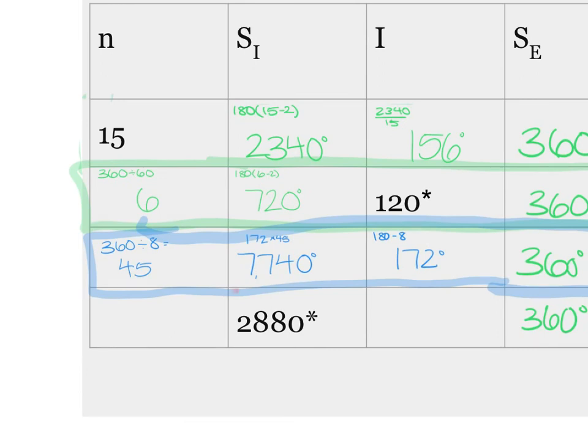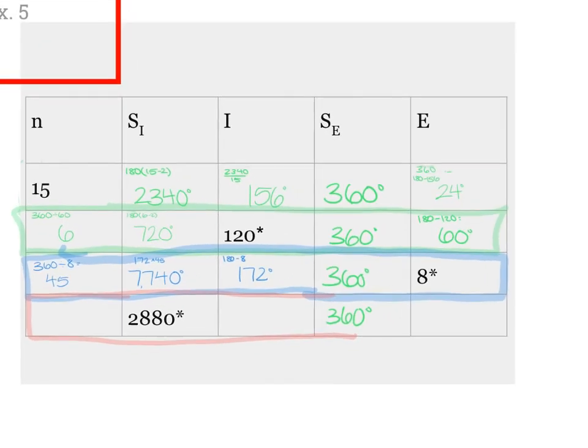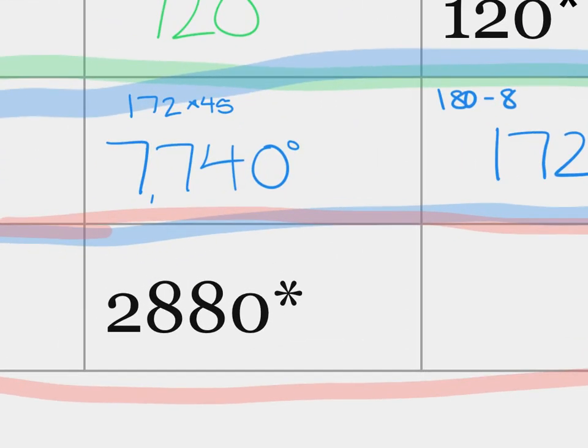When I get to my very last row, so this red row, I don't have a choice in how I start. Some of these, you could solve this way, or you could solve that way. On this one, when I have 2,880 degrees for the sum of the interior, I have to set that equal to 180 times n minus 2. And I have to solve for n before I can find anything else.